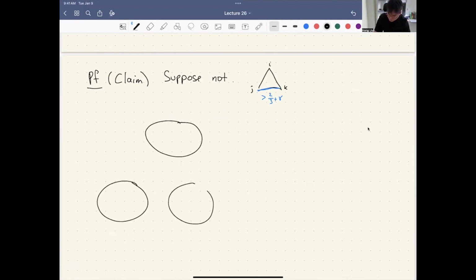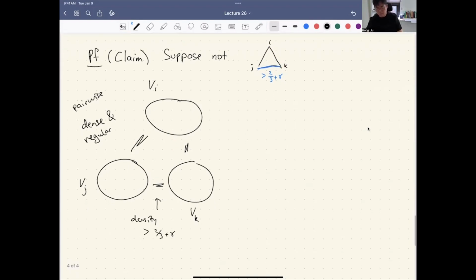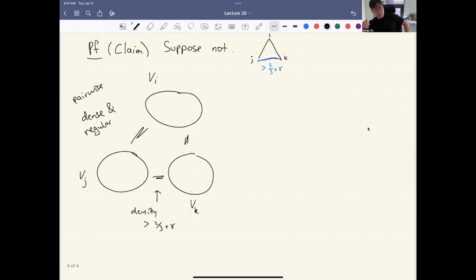Vi, Vj, and Vk, such that you have all edges here. That means they are all pairwise dense and regular, but this part is particularly dense. The density is strictly bigger than 2/3 plus gamma. We're going to embed a K4 to derive a contradiction.